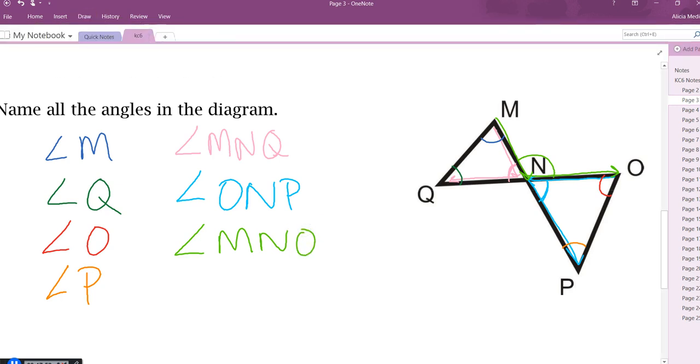All right, last one here. Same thing, but on the other side. So I'm going to say from P to N to Q. So P, then N, and then Q. And now I have all my angles labeled.